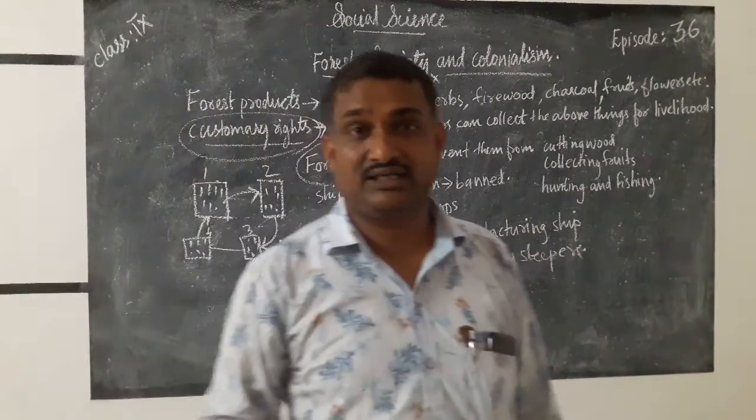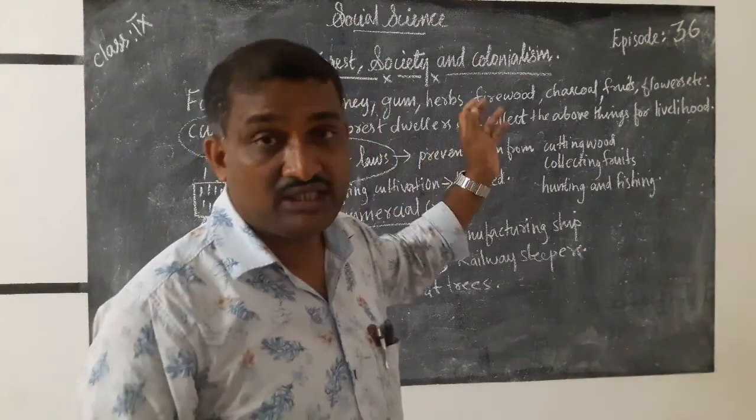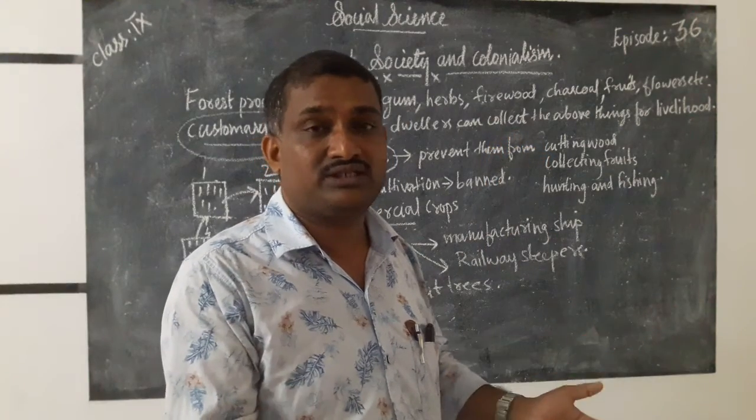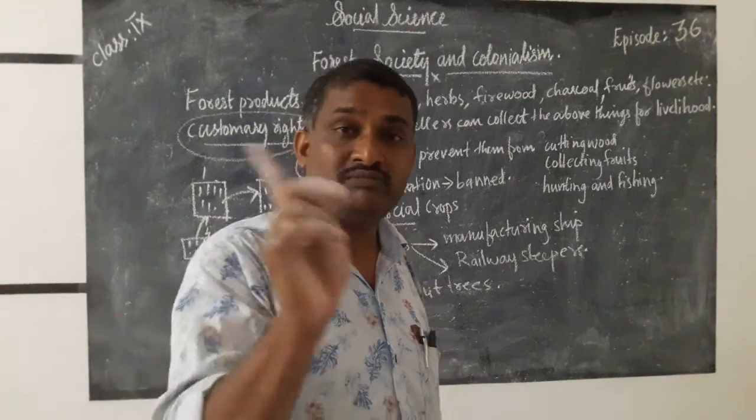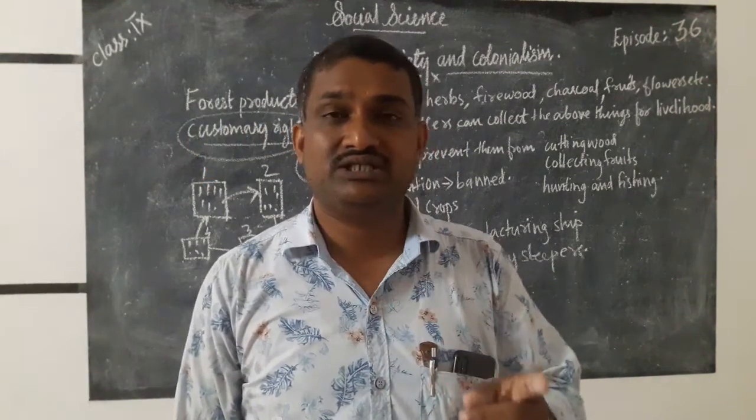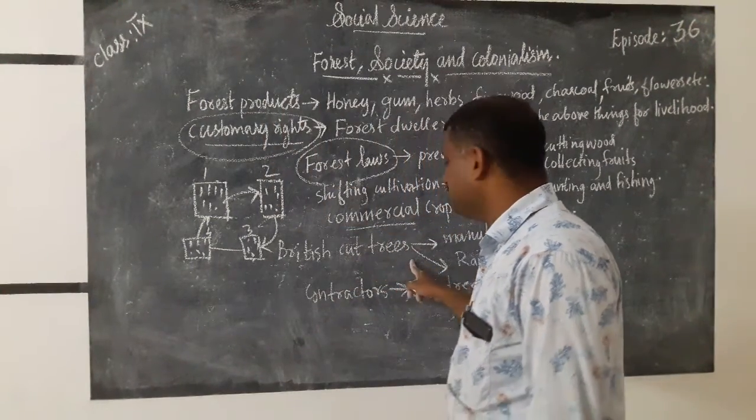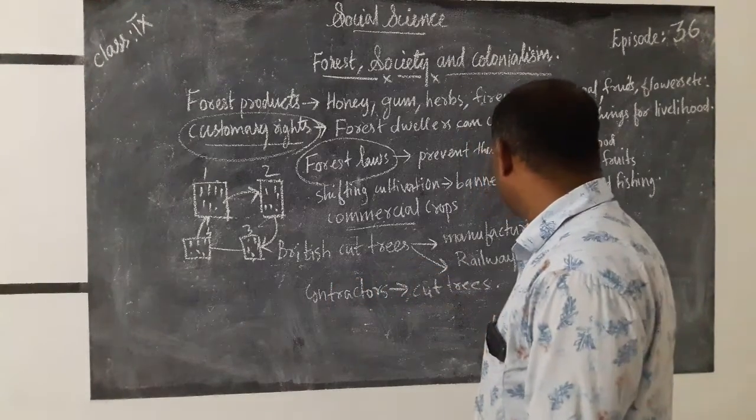Britishers, they cut the trees because these laws were implemented by Britishers, so they could cut the forest. These laws will not affect the Britishers, because who implemented this law? Britishers implemented this law, so that will not affect the Britishers. Britishers, what did they do? They began to cut the forest, they began to cut trees.